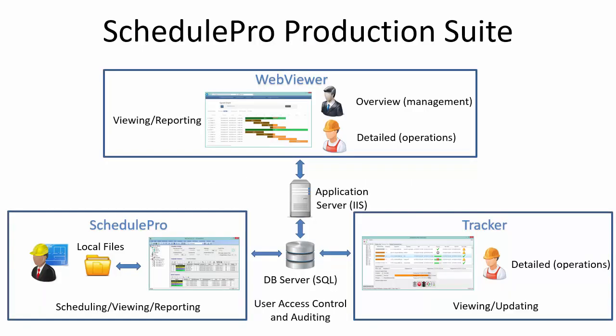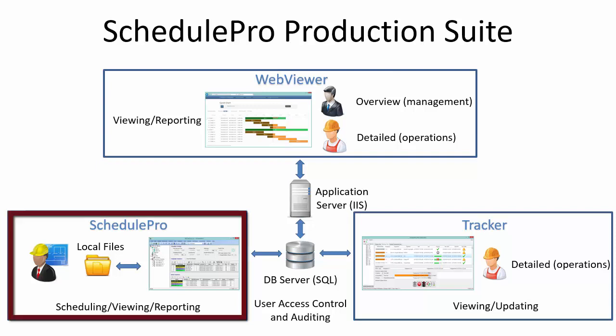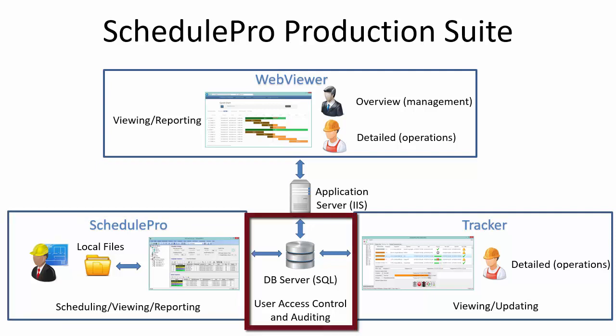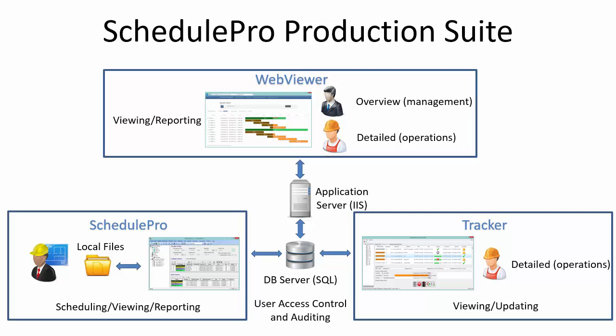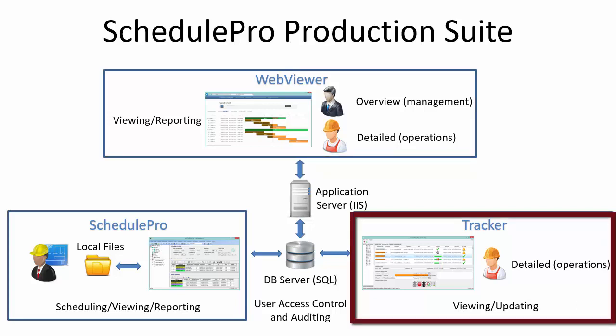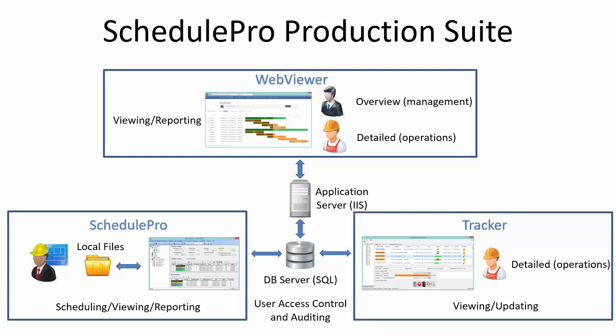In a manufacturing environment, SchedulePro is often used with two additional applications that together constitute the SchedulePro production suite. SchedulePro is the main scheduling engine. It determines the timing and resource assignments for all the batches needed to fill a given set of production orders. A SQL Server database holds published versions of the schedule. Authorized users may view the published schedule with the web viewer. The tracker provides an easy way to enter schedule updates such as actual start times and completion times. Now let's take a closer look.